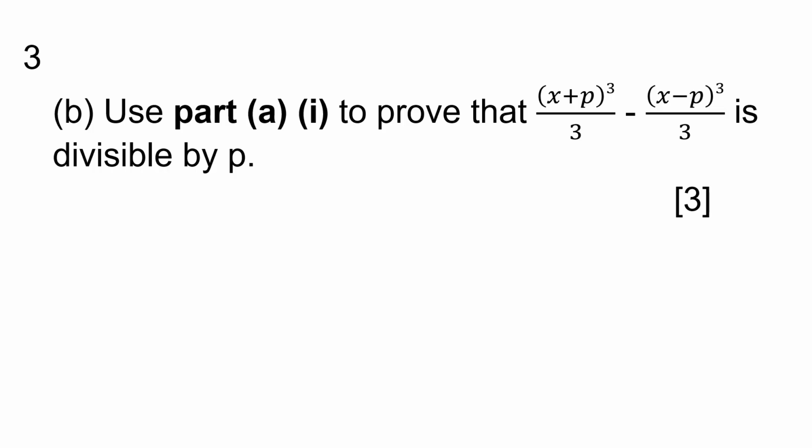3b. Use part a1 to prove that (x plus p) cubed over 3 minus (x minus p) cubed over 3 is divisible by p. 3 marks. In the exam, you have about 4 minutes for a 3-mark question like this. Take out your foolscap paper and a pen. Pause the video and try solving it right now.